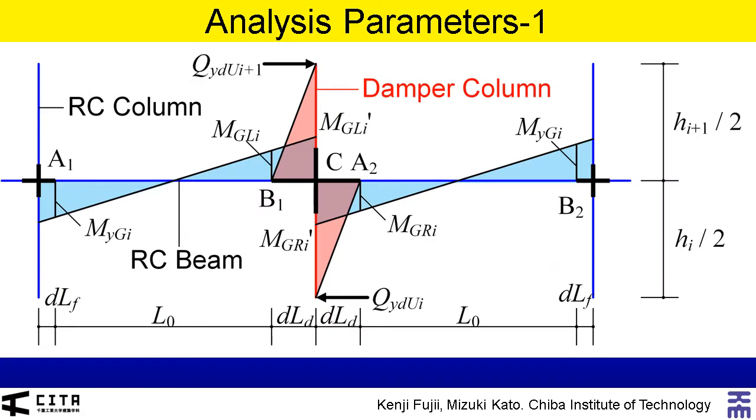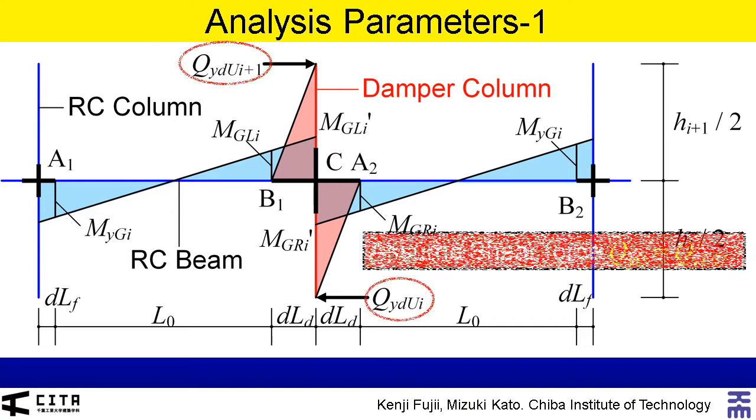In this analysis, the structural parameter is the strength balance of the damper column and surrounding RC beams. The assumptions regarding the yield strength of the beam sections connected to damper columns are explained. Here shows the bending moment at the beam end section connected to the damper columns.